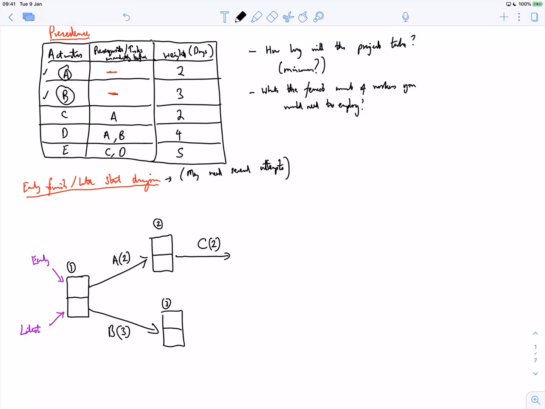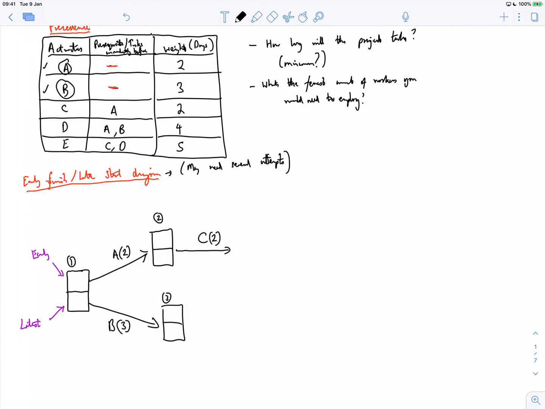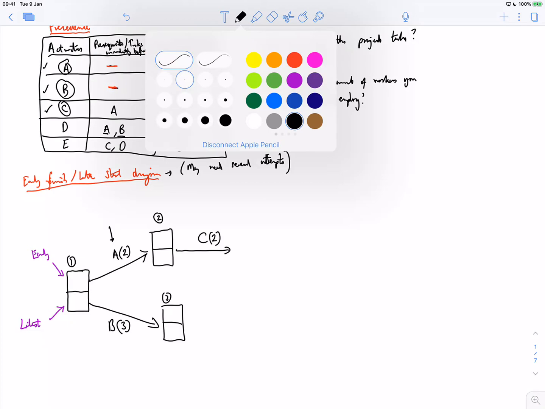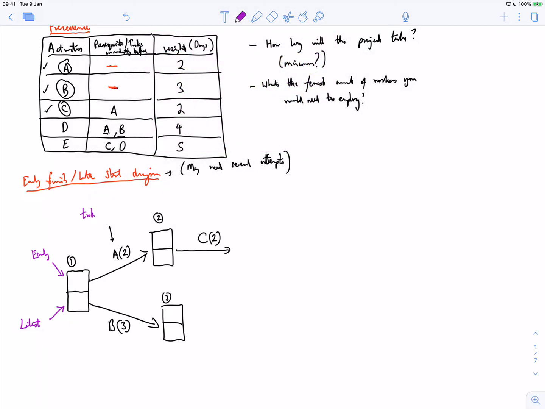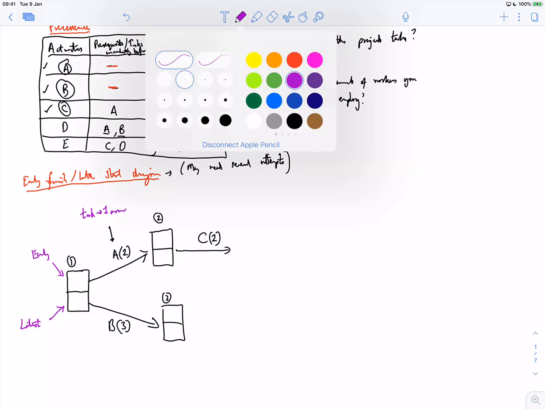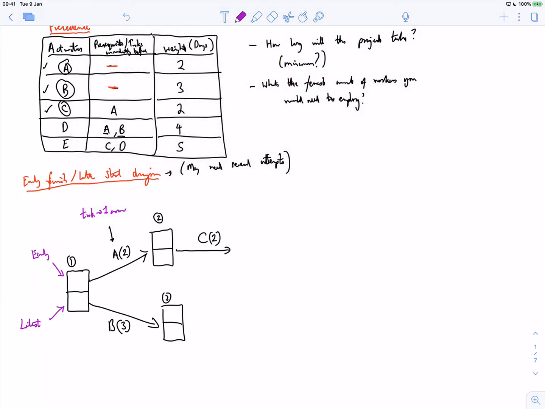Okay. Now if I look at D, D needs both A and B. But look, each task has one arrow, so I can't repeat A over and over again. So what I'm actually going to do is create a dashed line from here to here, and this is called a dummy activity.